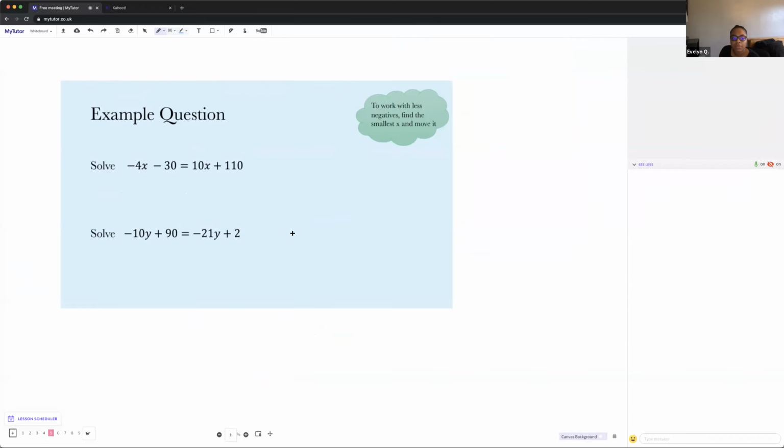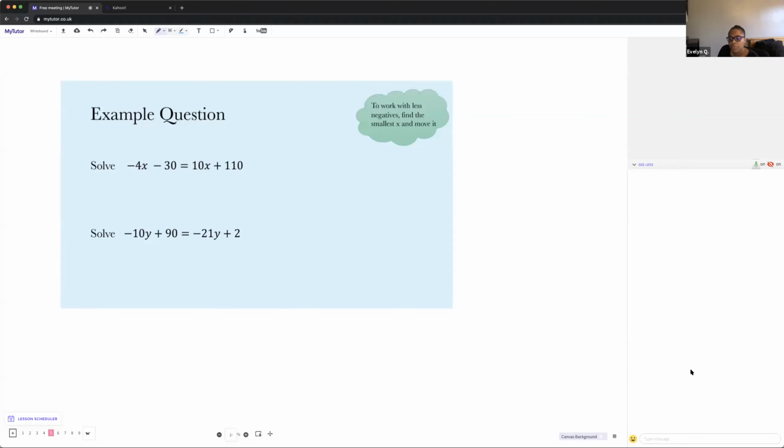Remember, to work with less negative numbers, move the smallest x, or move the smallest y in the second case. So have a go at answering these ones. See what answers you get. And I'll try and answer a few more questions.